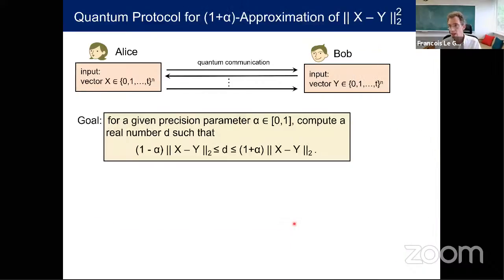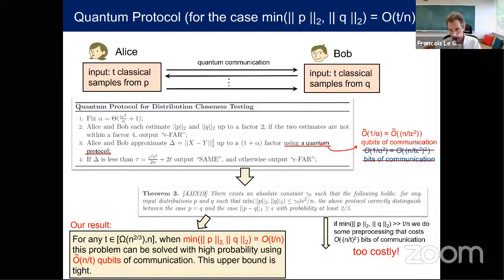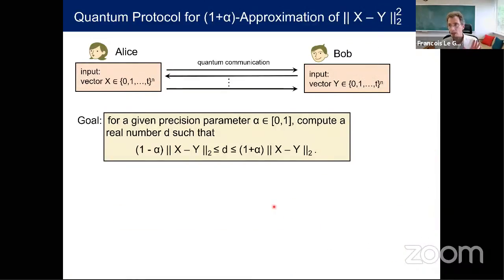So let me explain a little bit how to compute an approximation of that faster in the quantum setting. First, what do I mean by an approximation? A 1 plus epsilon approximation means a number which is between 1 minus alpha this thing and 1 plus alpha this thing. This is what I call a 1 plus alpha approximation of this quantity. And there should be a square here and a square here. I forgot this.